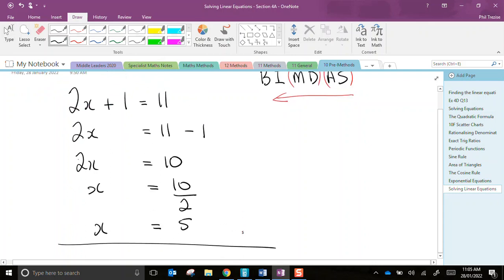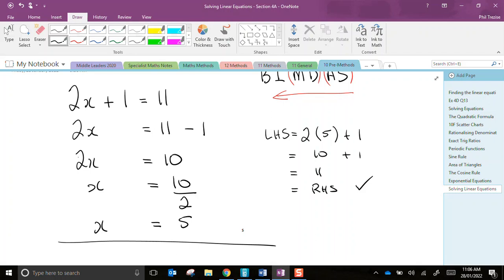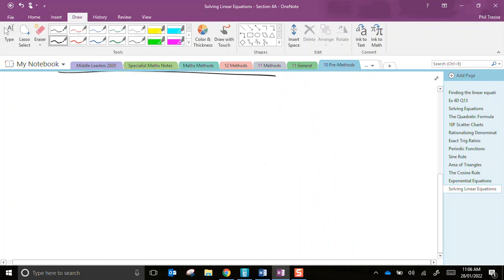We can always double check that our solution has worked by going back to the original equation. The left-hand side of that equation was 2, now instead of x, I'll put a little container there and I'll pop the number 5 into that container, plus 1. 2 5s are 10, plus 1, that's equal to 11, and 11 was the number on the right-hand side. So we've checked by back substituting the answer, and it worked. Left-hand side is the same as right-hand side. That's our first example.